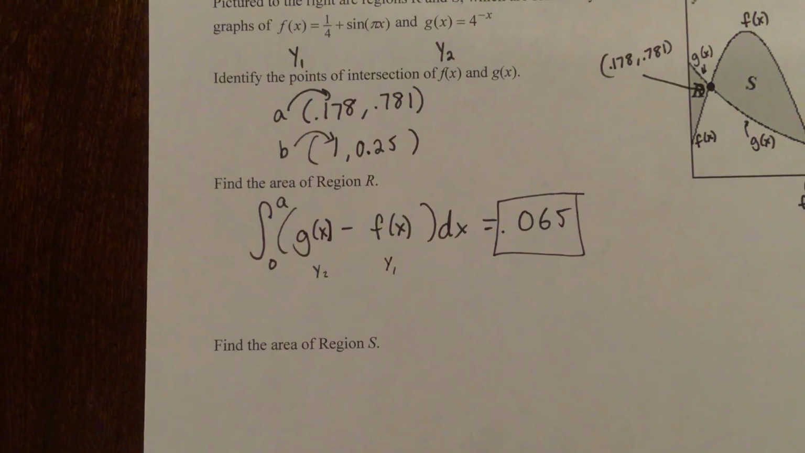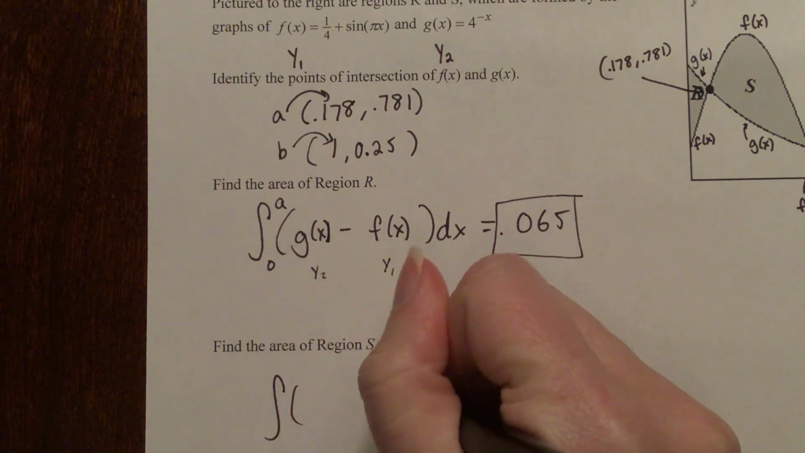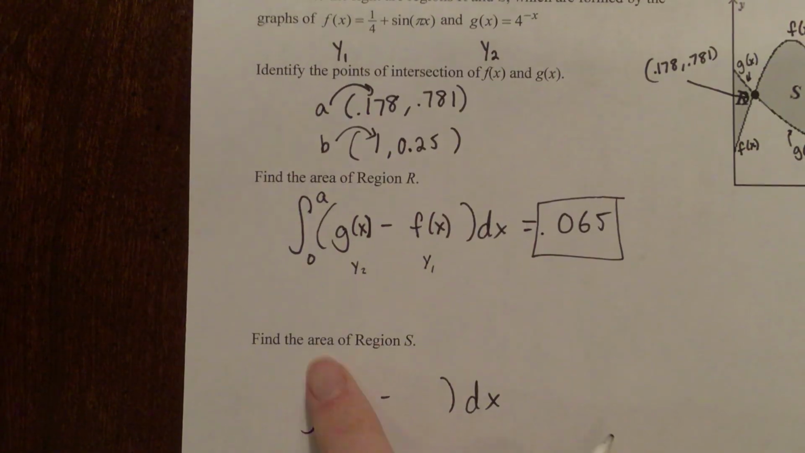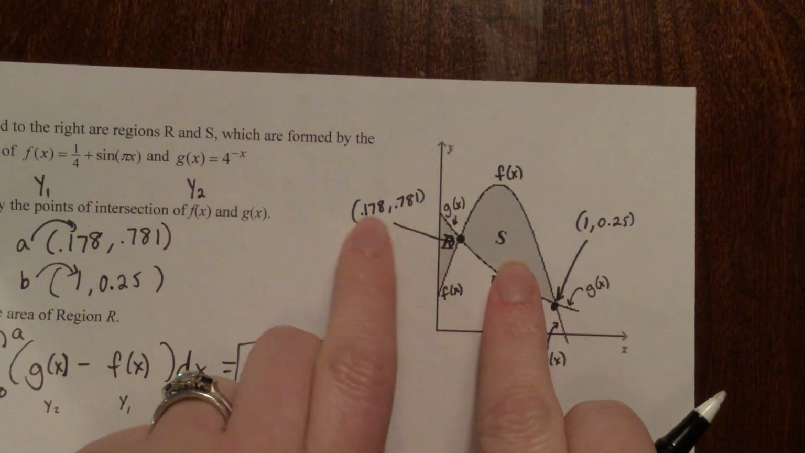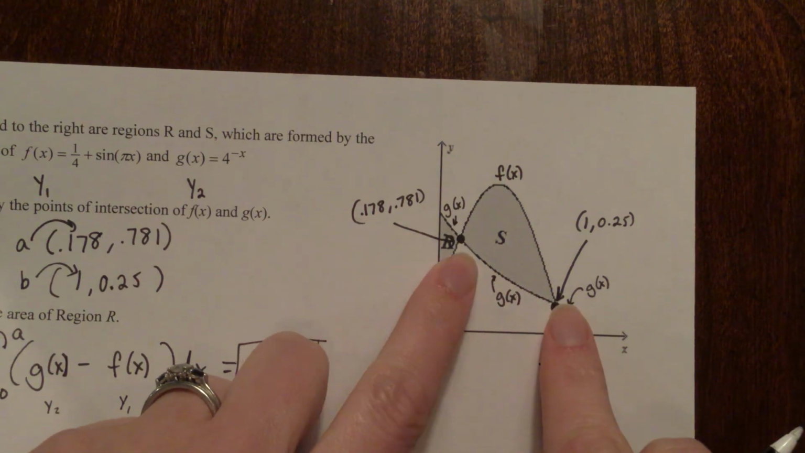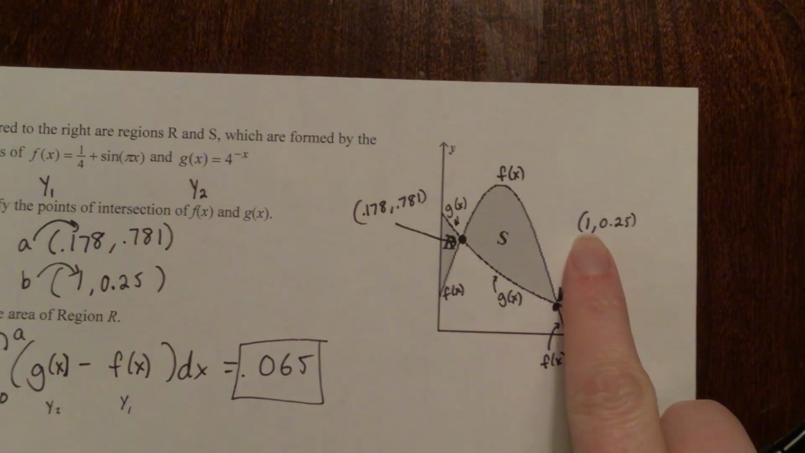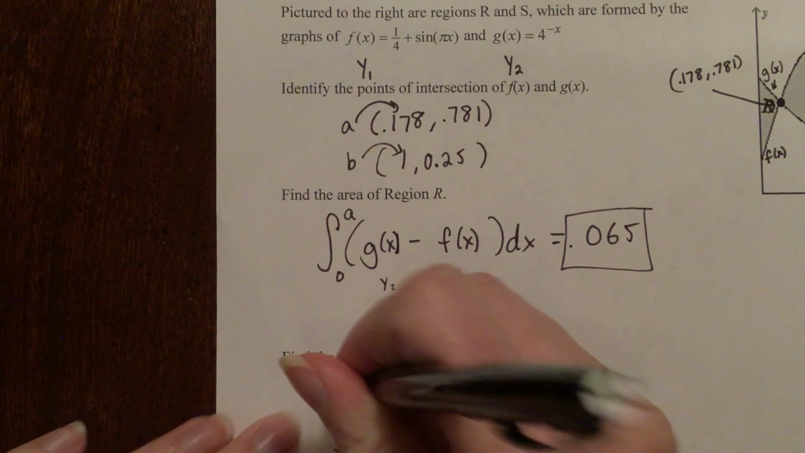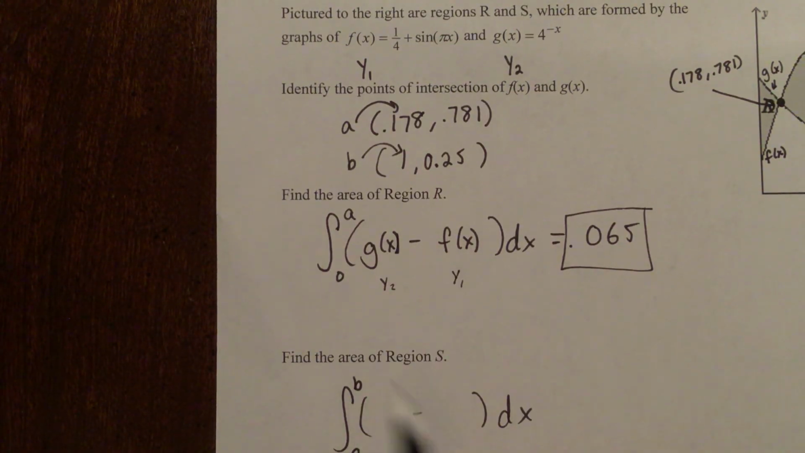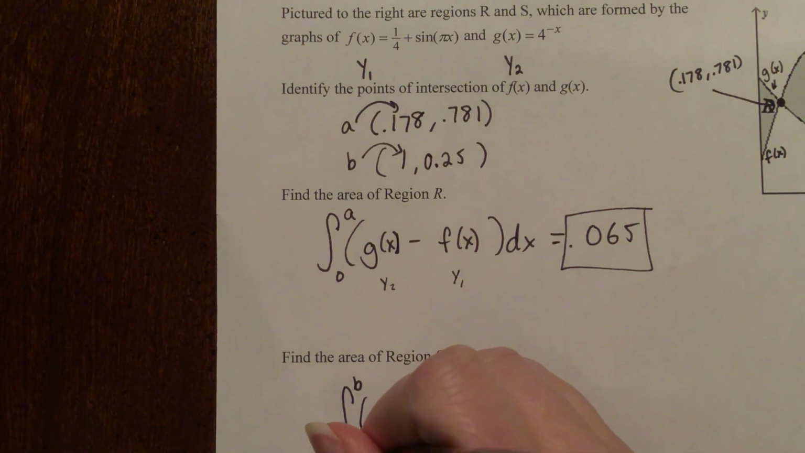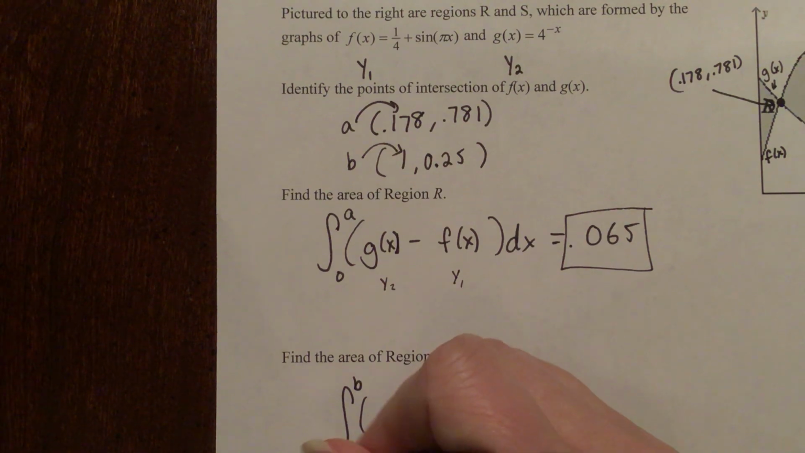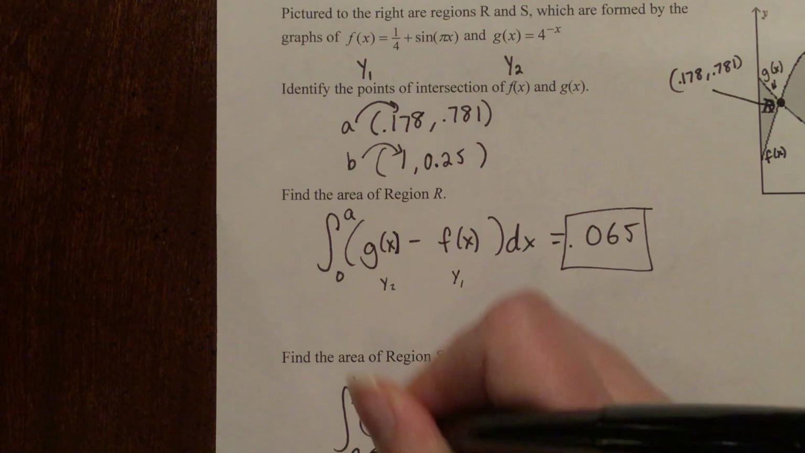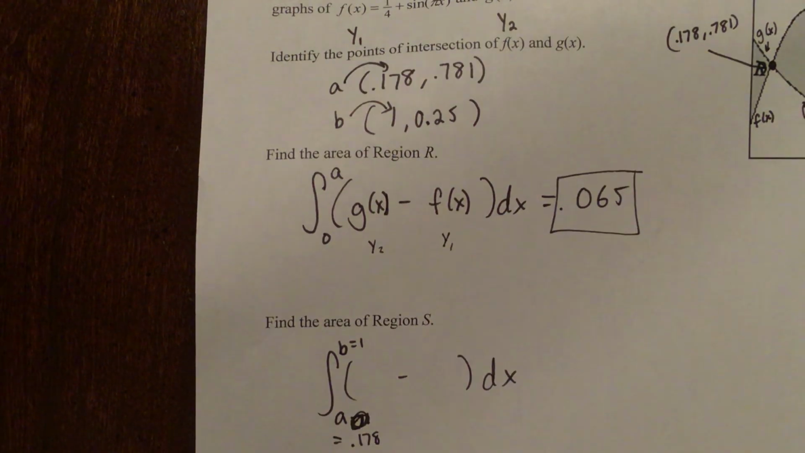So same deal, except we have to change our integration limits, like the A and the B. Okay, so for S, the very far left is 0.178, and the far right is 1. So this goes from A to B. Wait, I can't even read my own handwriting right now. A equals 0.178, B equals 1.